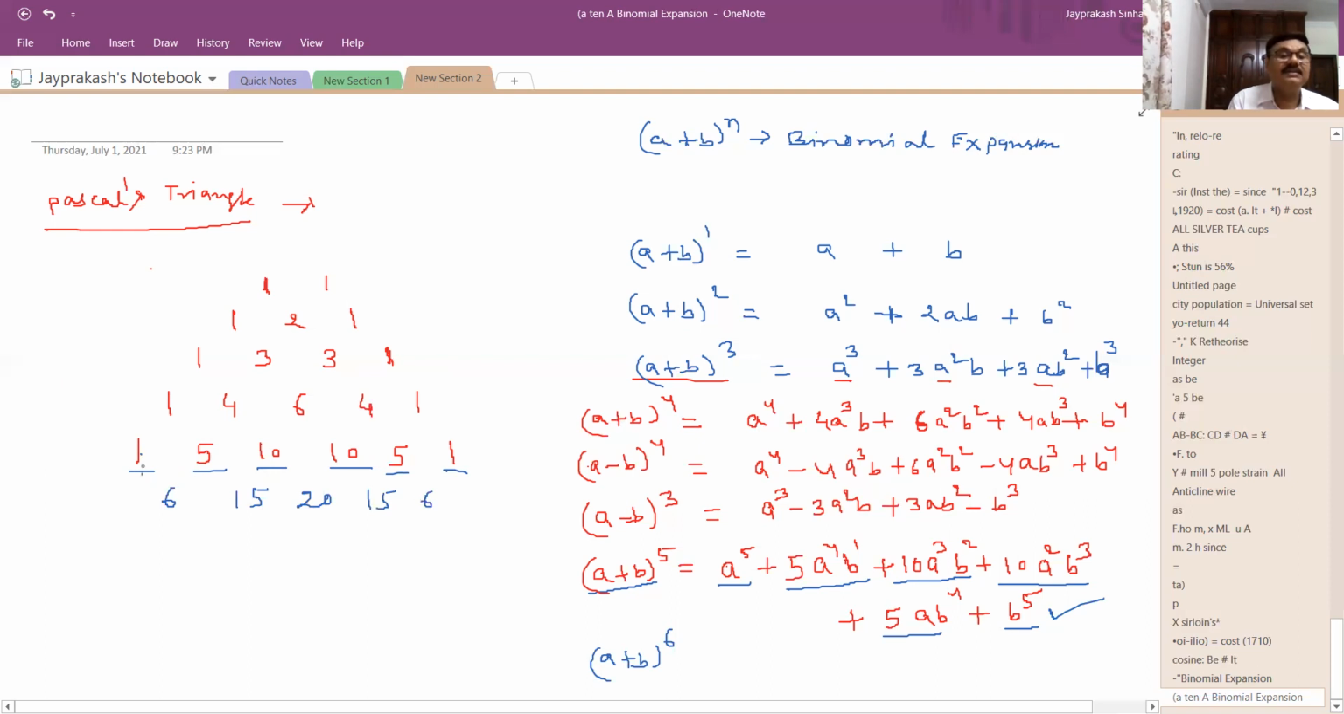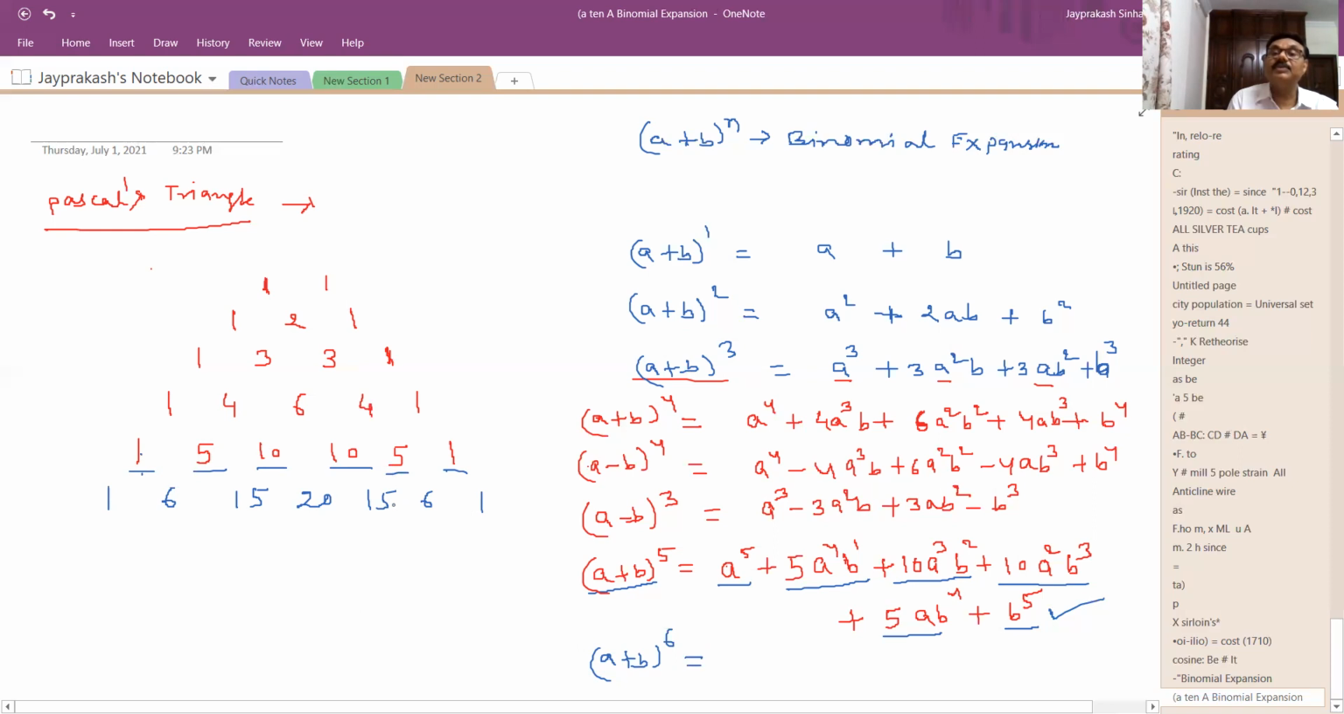And expand this diagonally, means 1 and 1. Because we want to get the expansion of (a plus b) to the power 6, how many terms will there be? There will be 7 terms. 6 plus 1, 7. So: first term, second term, third term, fourth term, fifth term, sixth term, seventh term.